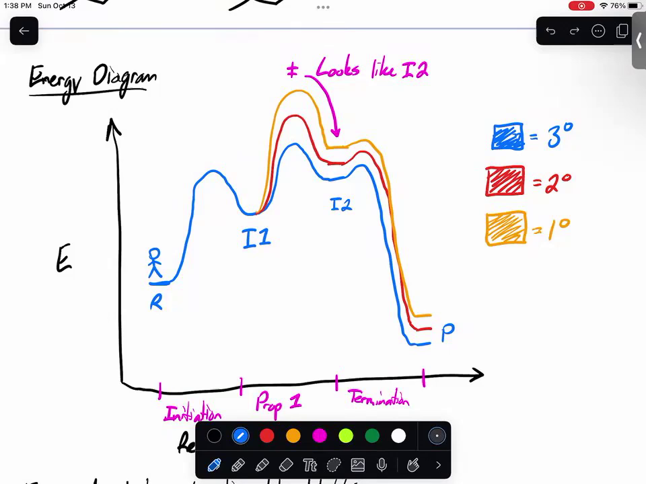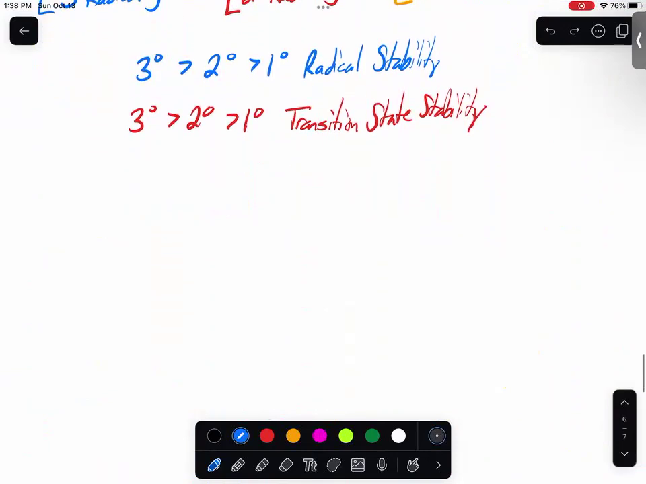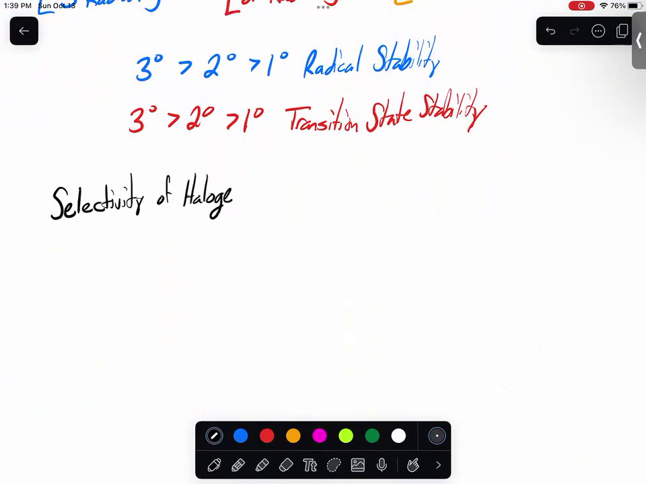But the question is how selective? And it might surprise you because earlier when we were looking at thermodynamics, it looked like it should be about a 50-50 mixture. But if we're looking at selectivity of halogenation, we can start by looking at bromine. All right, so let's say bromination.